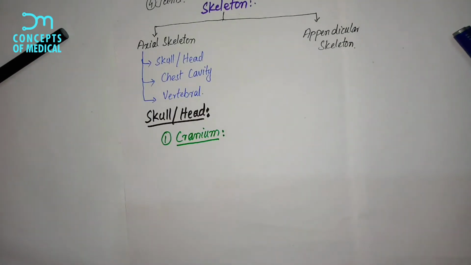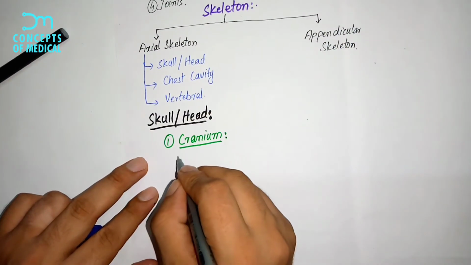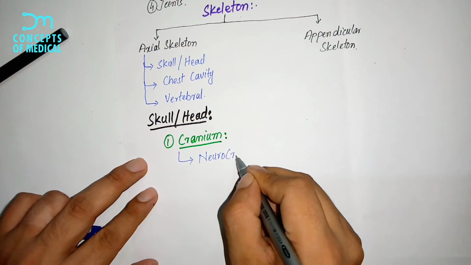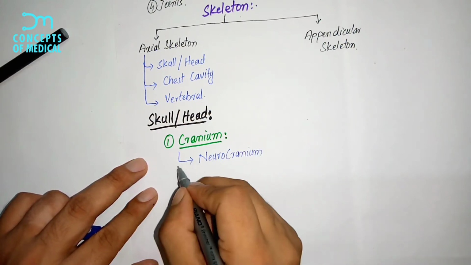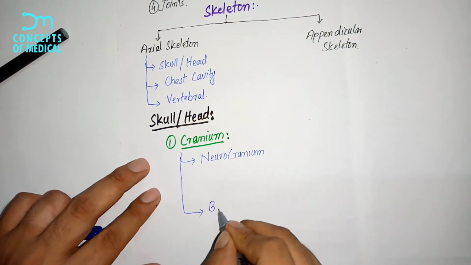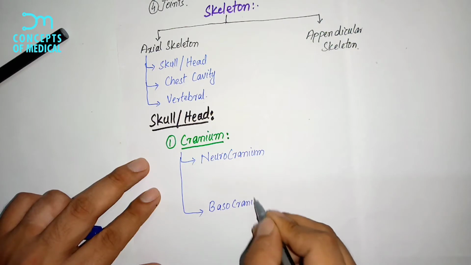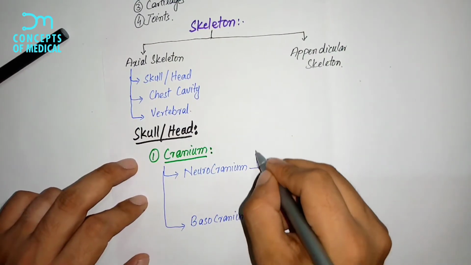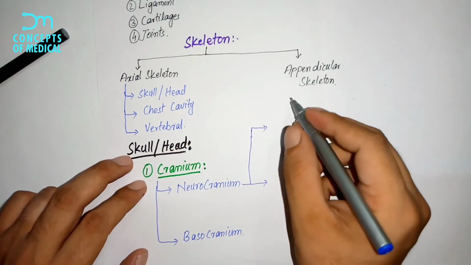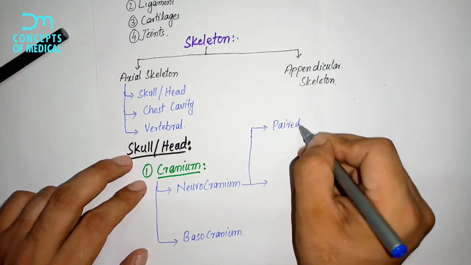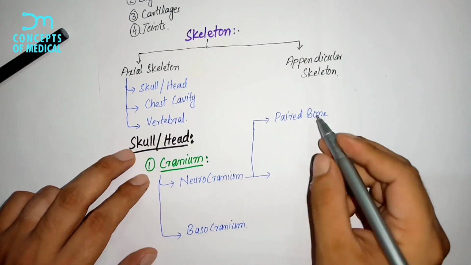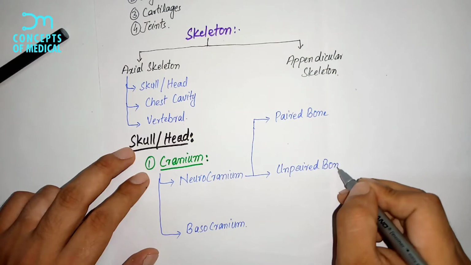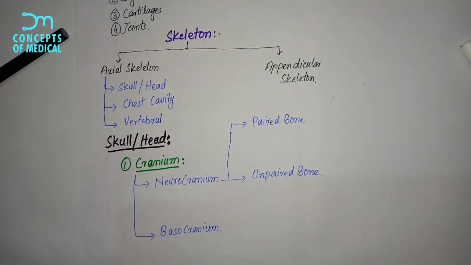What does the cranium constitute? We divide the cranium into two parts: one is the narrow cranium and the other is the basocranium. The narrow cranium we divide into two types of bones: paired bones of the narrow cranium and unpaired bones of the narrow cranium. So how many bones do we have in the paired bones?